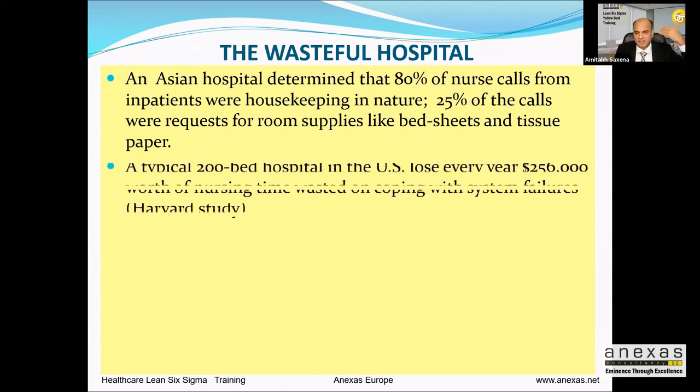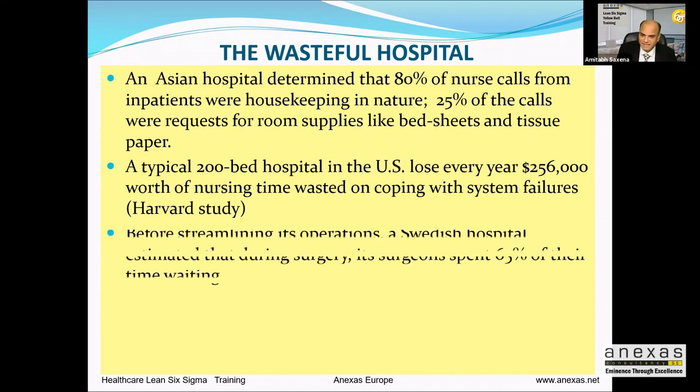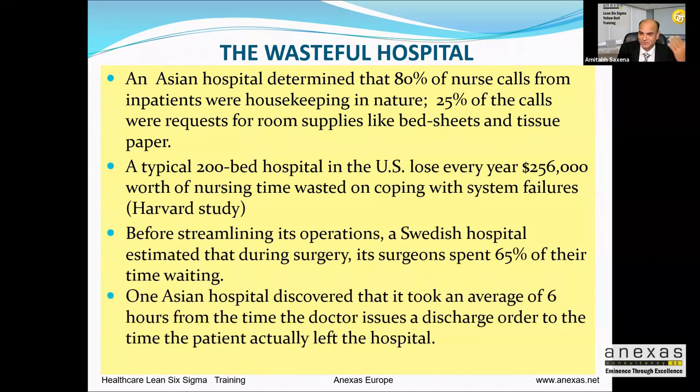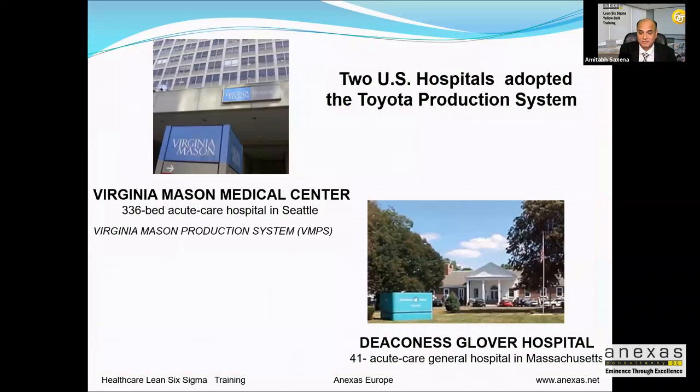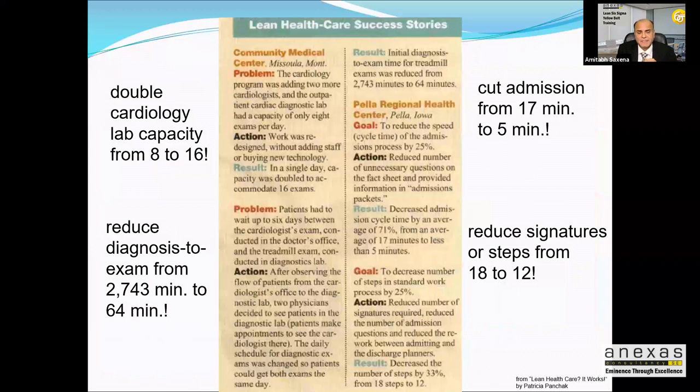So we'll explain all these things in detail, but I just wanted to give you some examples. Some other funny examples I will give you in a short while. Now, these were the 2 hospitals I was talking about, who learned from Toyota and Motorola, applied these techniques and achieved excellent results. They doubled the cardiology lab capacity from 8 to 16 by redesigning the work, reducing the non-value added activities.